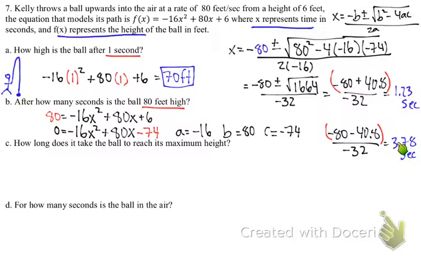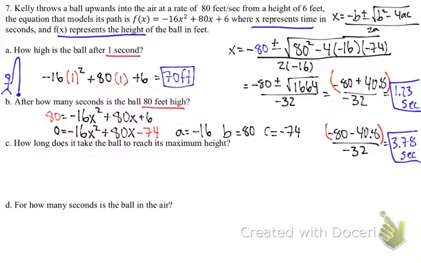What this means is that in 1.23 seconds the ball is going to be at 80 feet, and then eventually it comes back down, and 3.78 seconds from when you throw it, it's going to be at 80 feet again. So those are both your answers.